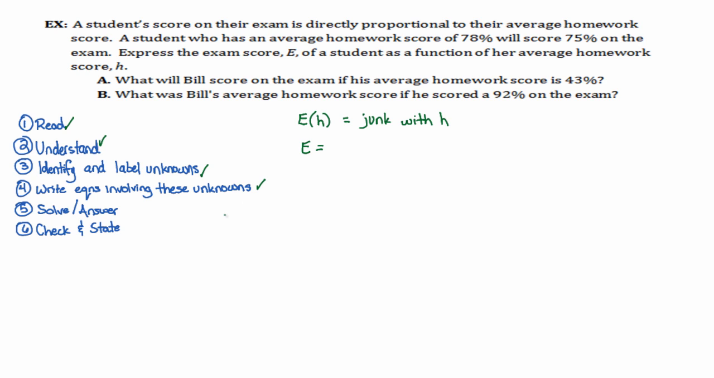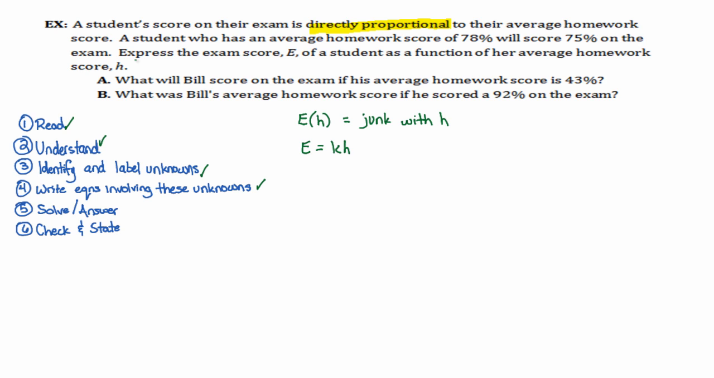And to write the equations, I happen to know this is direct variation because they say directly proportional, which means that the exam score is K, some number, times the homework score H. E equals KH. So this is actually the answer for the main paragraph. E equals KH. Now, how do we find K?